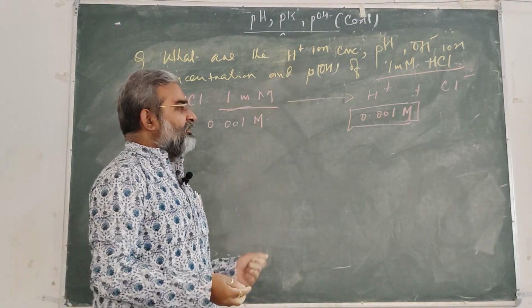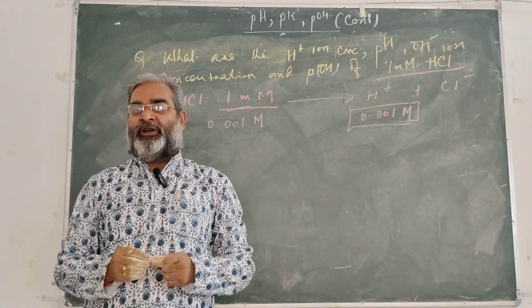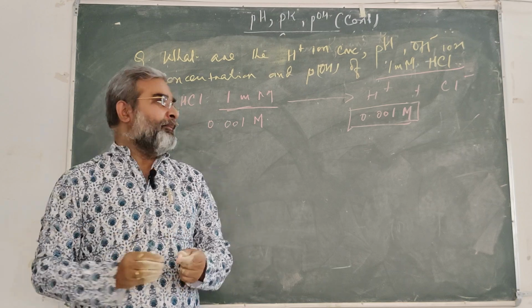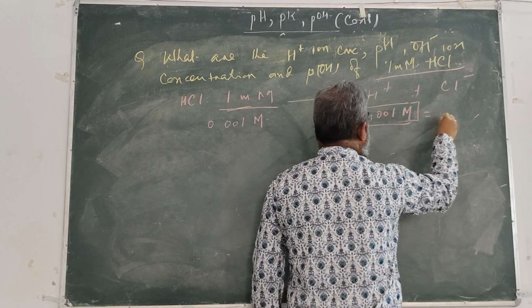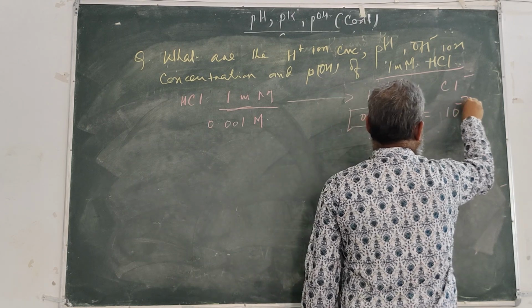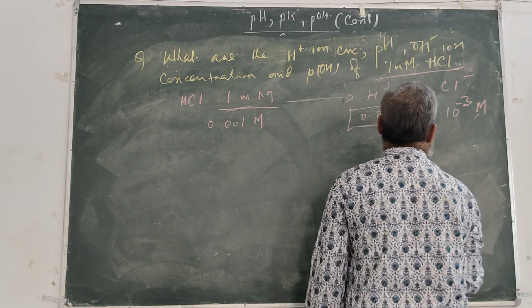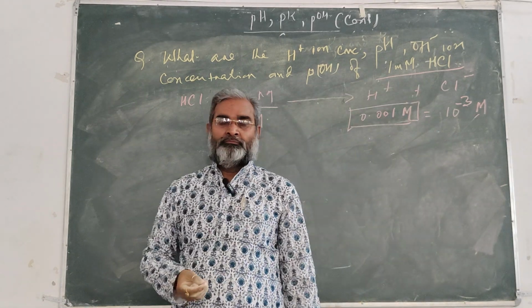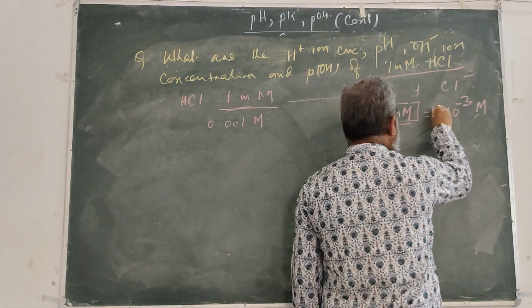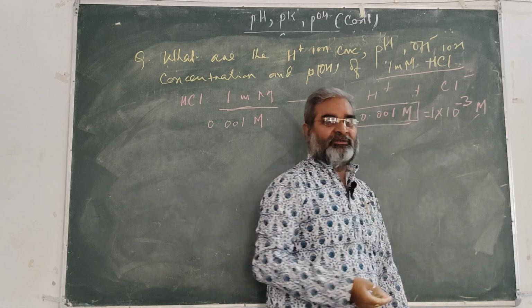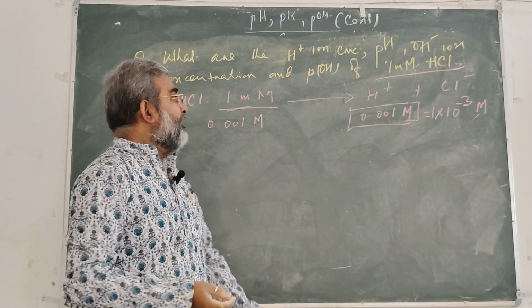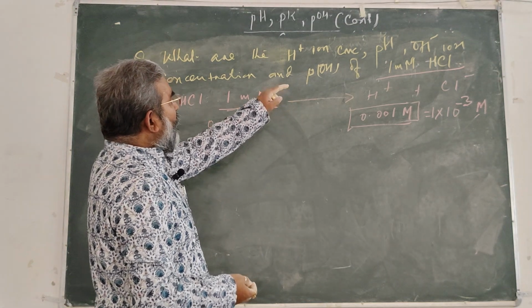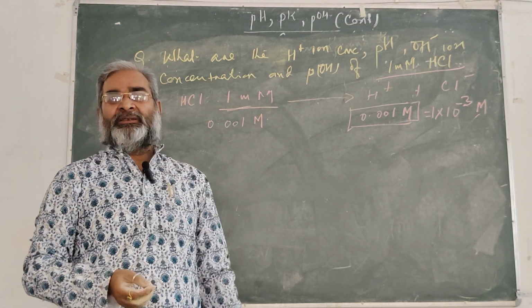What is the ion concentration? That is the 0.001 M. Or in other way, it may be referred as 10 minus 3 M, or it may be written as 1 into 10 to the power minus 3 M. All are same. Clear?